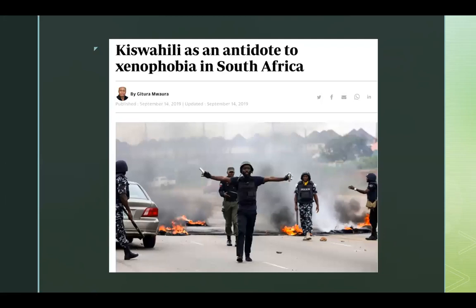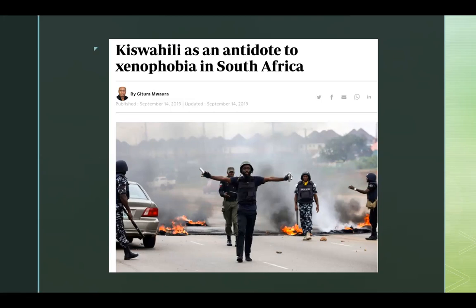And just to show, almost as an aside, how critical the language has been getting in modern times, it has been suggested for use as a ubiquitous universal African language. The African Union has suggested this, and as this news headline from 2019 in South Africa suggests, Kiswahili could be an antidote, quote unquote, to xenophobia in South Africa, a country that is often haunted by incidents of anti-African immigrant xenophobia.